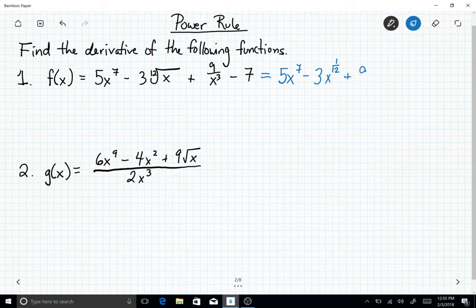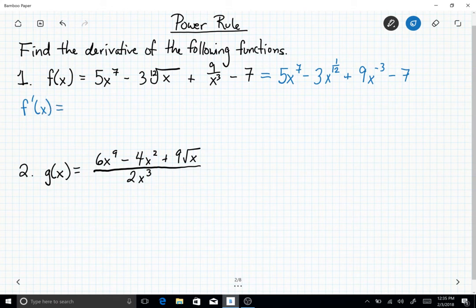Another way to write that is 9, and then when you have an x in the denominator raised to a power, that's just x to the negative whatever power appears down there, so that's x to the negative 3, and then minus 7. And then if we're ready to take the derivative, here's what we can do.